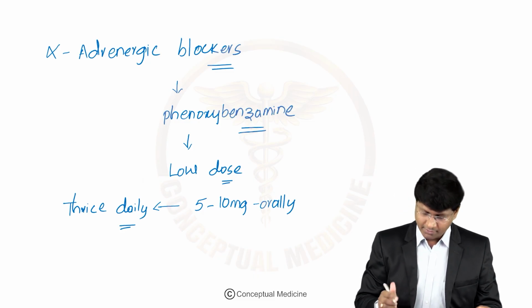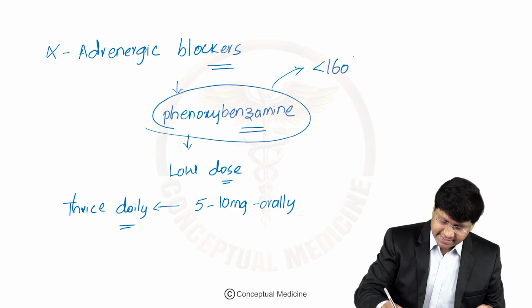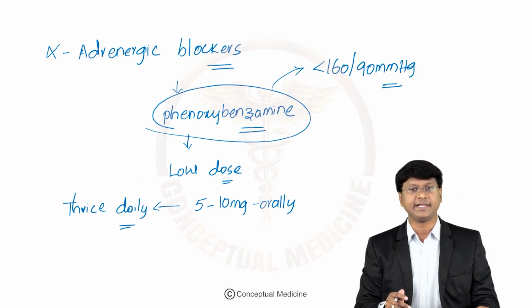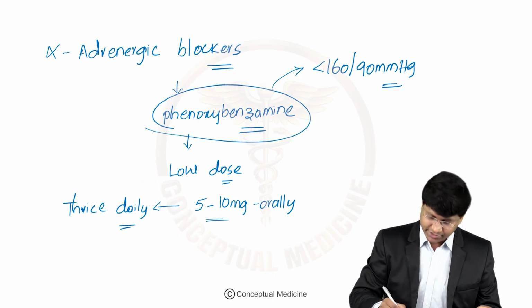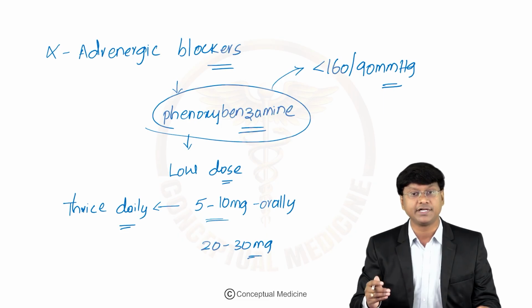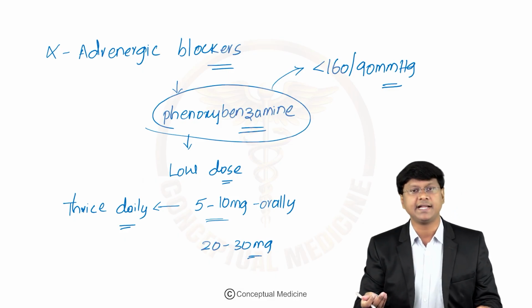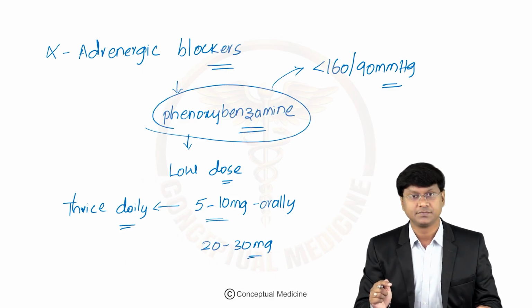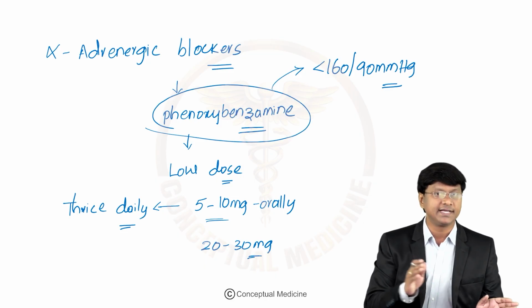pheochromocytoma. And what should be the target blood pressure preoperatively? The target blood pressure should be less than 160 by 90 millimeters of mercury. Right, less than 160 by 90 millimeters of mercury. And the dosage of phenoxybenzamine can be increased to 20 to 30 milligrams, thrice daily. Now, apart from that, the other antihypertensive that can be used is prazosin. So, prazosin or intravenous phentolamine can be used to manage the paroxysms while awaiting adequate alpha blockade.